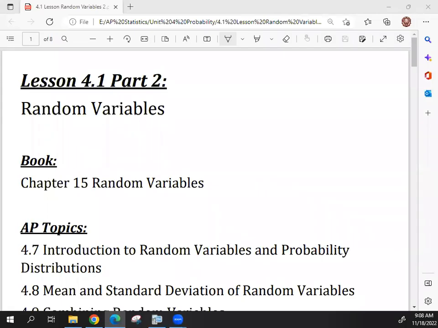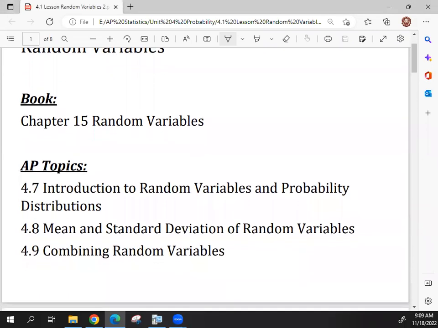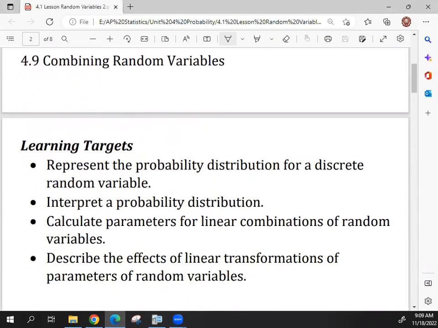Hey, all, today we're going to continue talking about random variables. And this time we're going to talk about what happens if we manipulate those random variables by either adding constants, multiplying by constants, or even combining random variables.